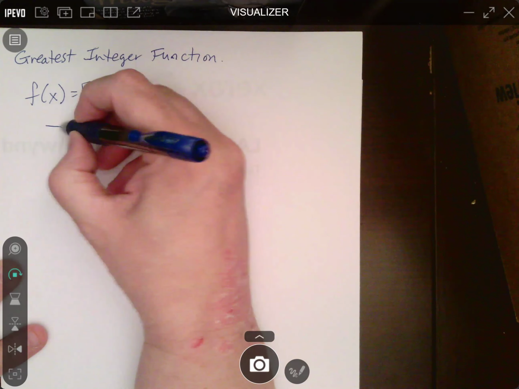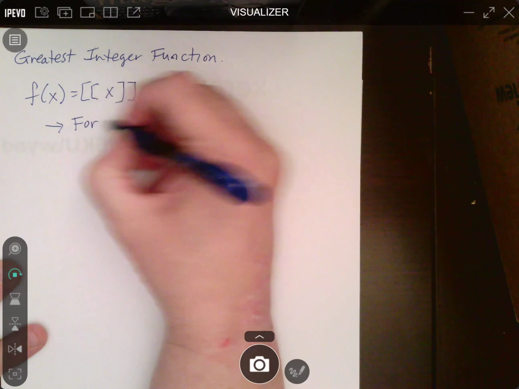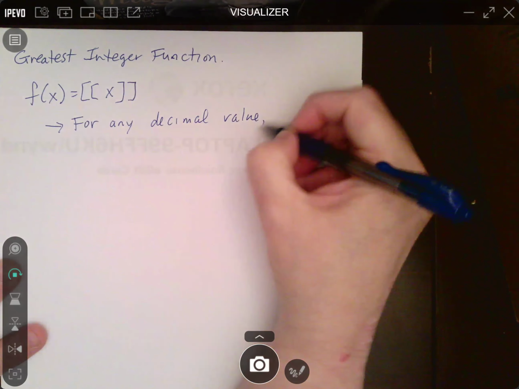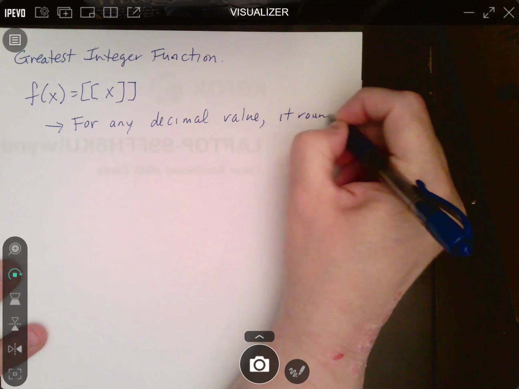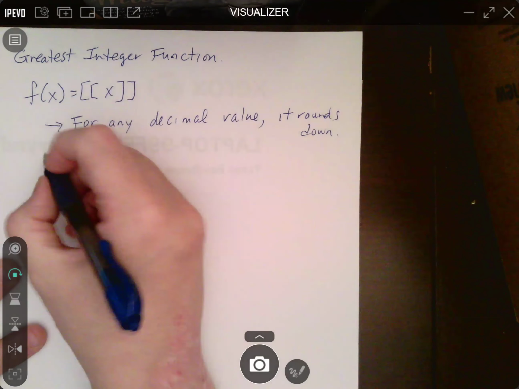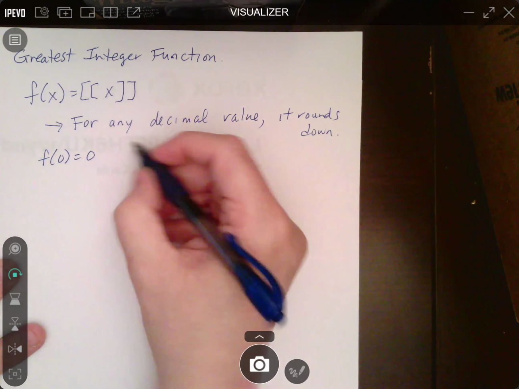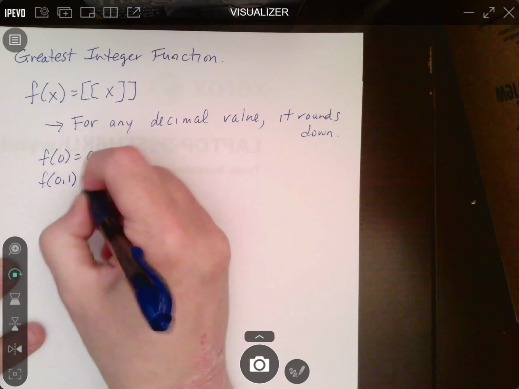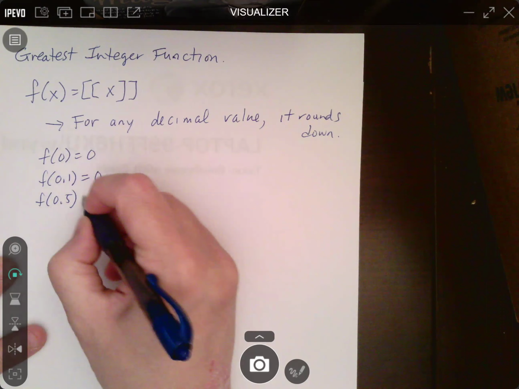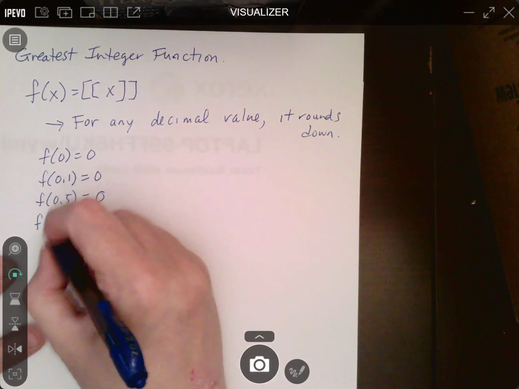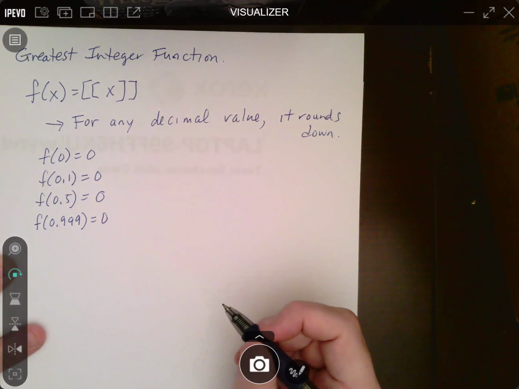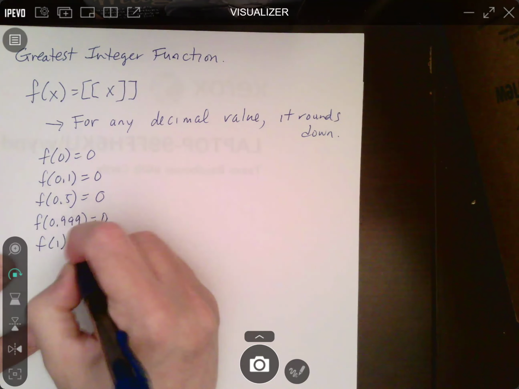What this function does is for any decimal value, it rounds down. So like f of 0 is just 0. F of 0.1 rounds down to 0. F of 0.5 rounds down to 0. F of 0.9999 rounds down to 0. F of 1 is 1.